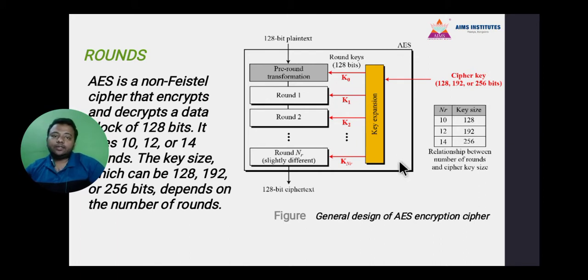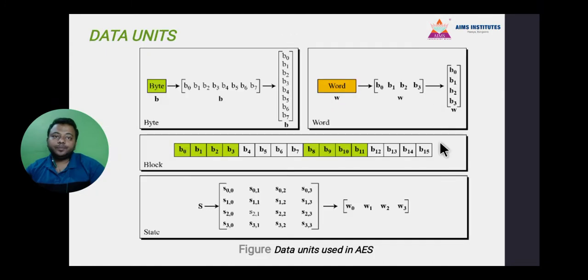Similarly, in DES we had a key generation element. Here we have add round key, and here we have key expansion. Key expansion also works on 128, 192, or 256 bits of data only. Again the same thing: 128 bits with 10 rounds, 192 bits with 12 rounds, 256 bits with 14 rounds.